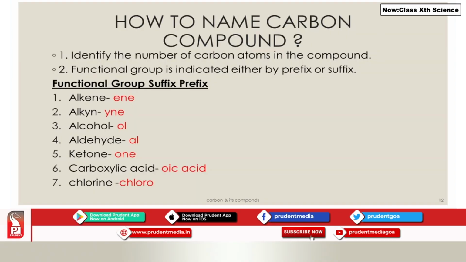Before we start writing, let us see the functional groups. What is the suffix for alkane? ane. Suffix for alkene is ene. Suffix for alkyne is yne. For alcohol is ol. Aldehyde is al. Ketone is one, carboxylic acid is oic acid, and chlorine is said as chloro, which is a prefix.